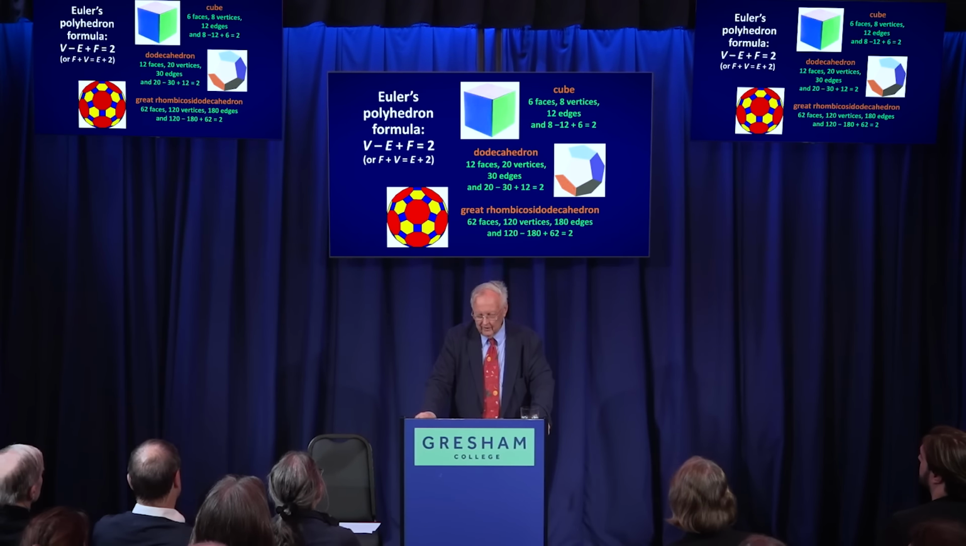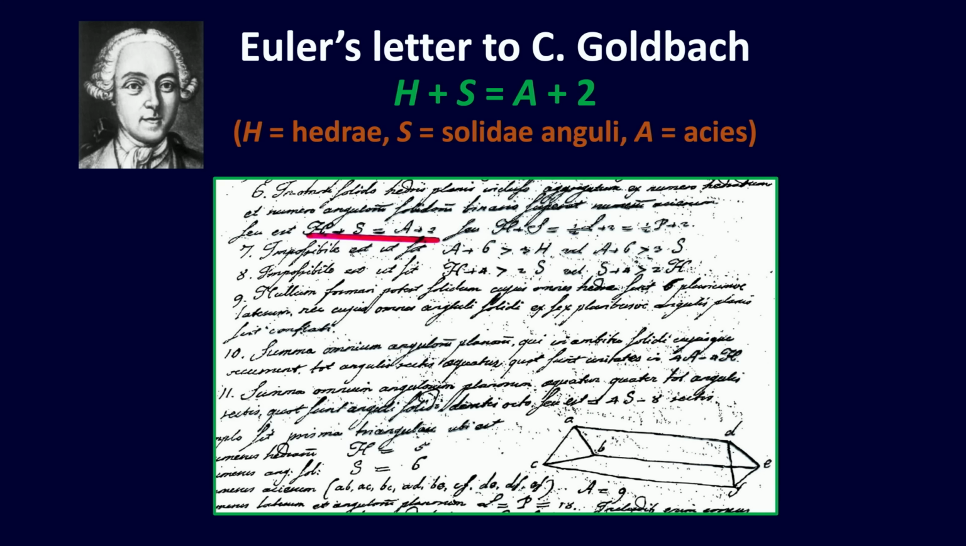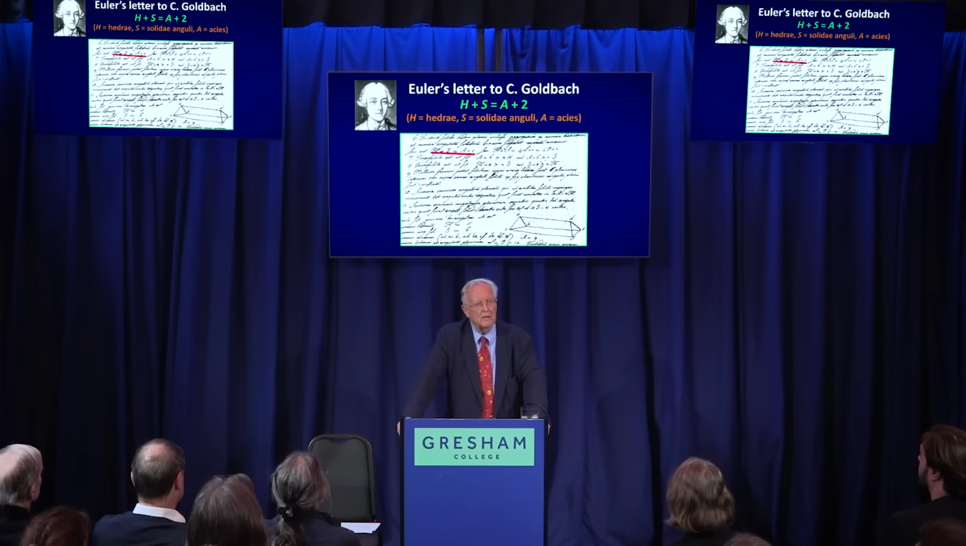How did it arise? Here's its first appearance, in a 1750 letter from Euler to Christian Goldbach, of Goldbach's conjecture fame. Goldbach's conjecture is a conjecture in number theory that every even number is the sum of two primes. So, for example, 8 is 3 plus 5, and 10 is 3 plus 7, and so on. And it's been proved up to, I don't know, 400 trillion or something like that. But there may be counterexamples, who knows.